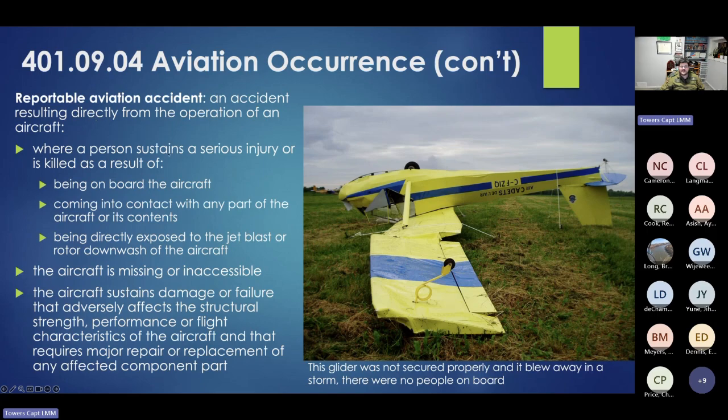A reportable aviation accident is an accident resulting directly from the operation of an aircraft, where a person sustains a serious injury or is killed as a result of being on board the aircraft, coming into contact with any part of the aircraft or its contents, or being directly exposed to the jet blast or rotor downwash of the aircraft. An aviation accident is also if the aircraft is missing or inaccessible, or if the aircraft sustains damage or failure that adversely affects the structural strength, performance, or flight characteristics of the aircraft, and that requires major repair or replacement of any affected component part.